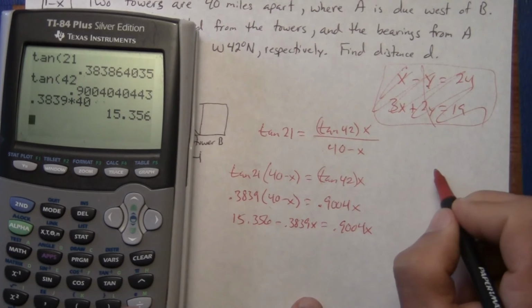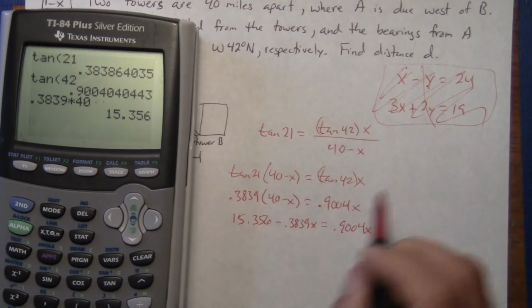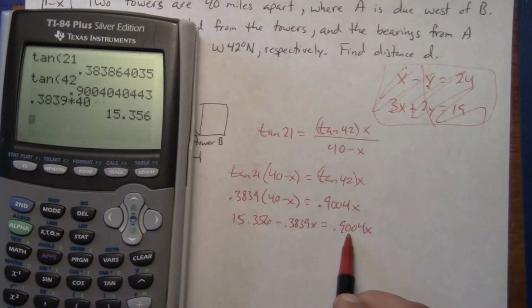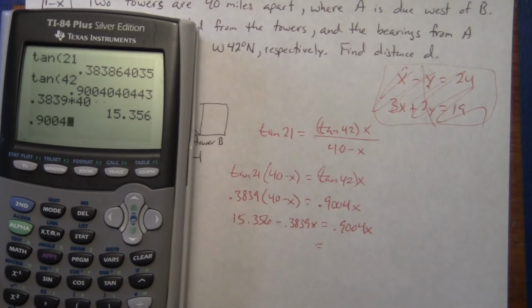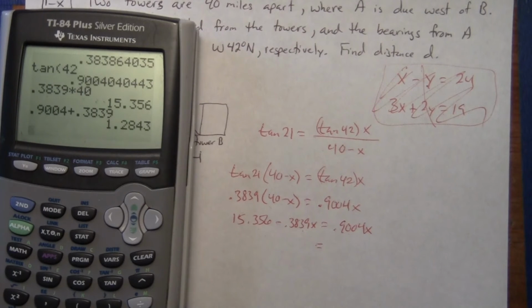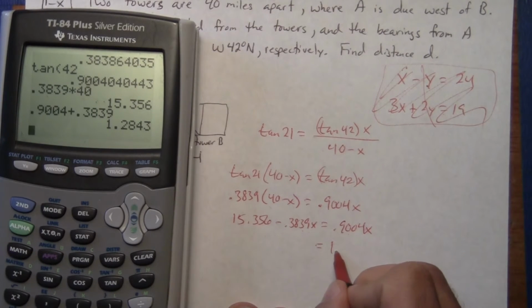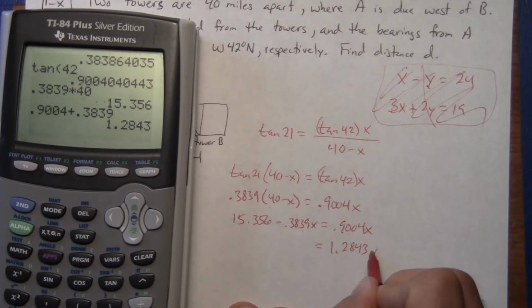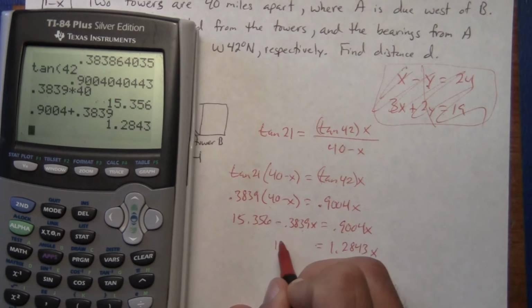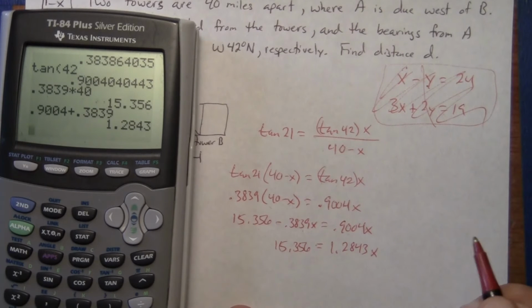And now I know it doesn't look anything like 5 minus 3x equals 6x, but it's the same thing. You have two x terms, you need to combine them or get them on the same side. So I'm going to add the 0.3839 to the other side. So if I have 0.9004 and I add 0.3839, hit enter, looks like I have a total of 1.2843x on the right side. Left side I still have the 15.356. And then of course I want to divide both sides by 1.2843.